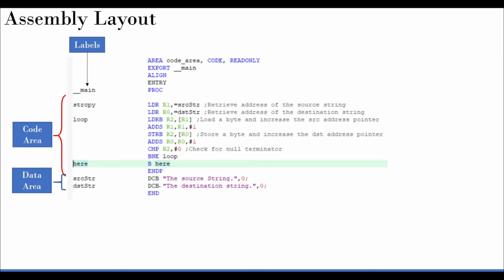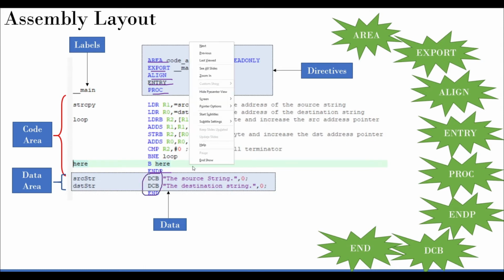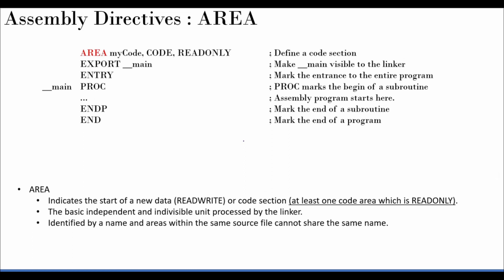So overall, the data area and code area are all common to you, and this section is something which we call directives, which direct the area part and some separate things, and then the data is here. There are so many keywords that you are noticing: area, export, align, entry, proc, NP, so many things, right? And DCB, what is this DCB, for example? All these are interesting, and we will have a quick journey into all of them in the next few slides.